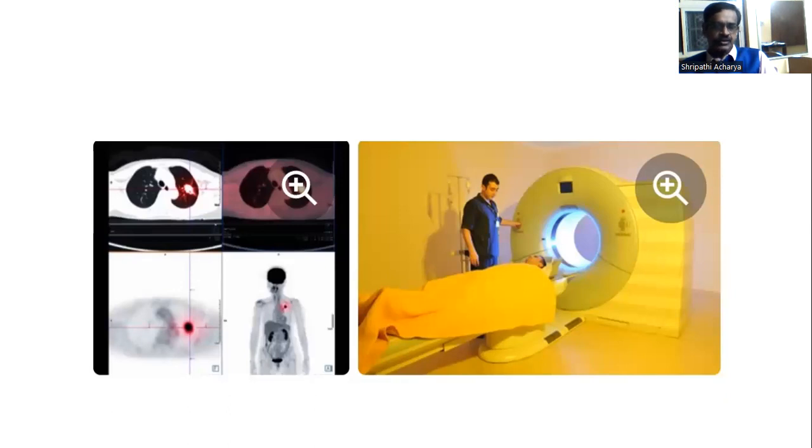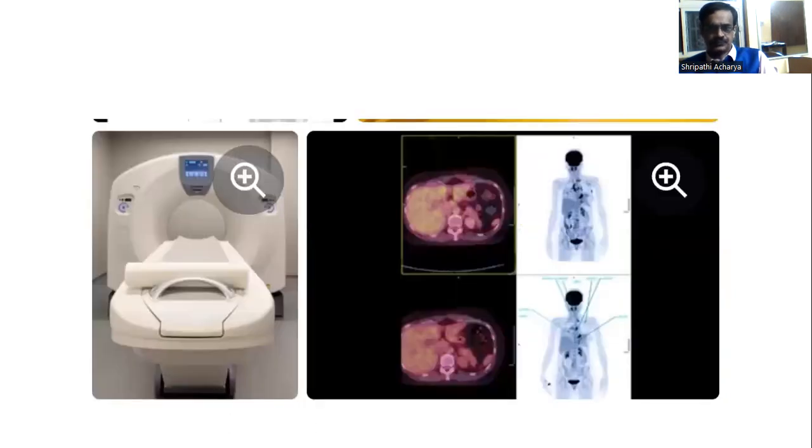On the left side, you can see the tomography, the PET scan also. PET scan in the horizontal plane and in the frontal plane. You see on the left side there is a PET scan machine. And in the middle you can see the pictures, the tomographic slices, and also the frontal plane.